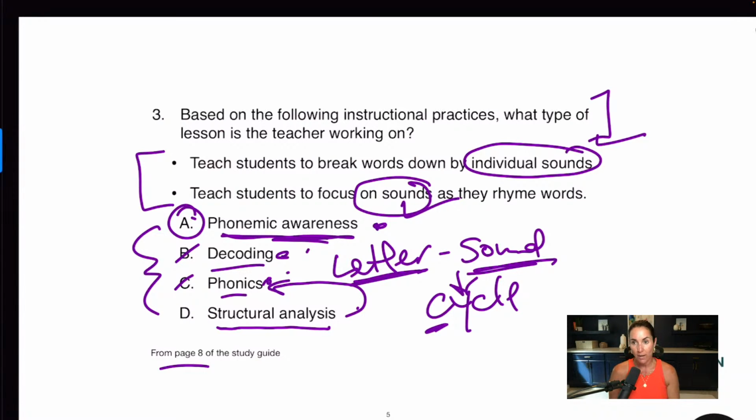Based on the following instructional practices, what type of lesson is the teacher working on? Okay, just fluff there. Really, the important part are these bullets here. And I know it sounds only. Structural analysis is breaking up words by prefixes, suffixes, roots, also compound words. Structural analysis goes with morphology, and morphology is phonics. So really, B, C, and D are all the same kind of skills.